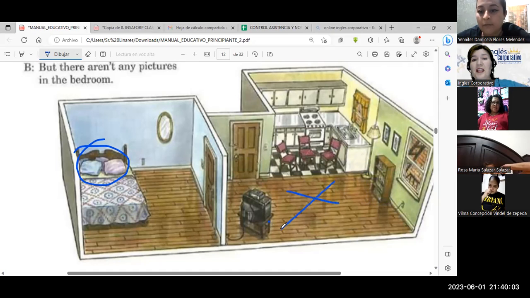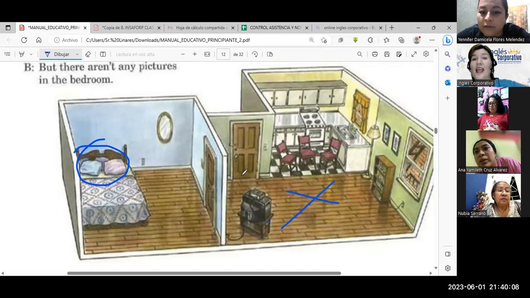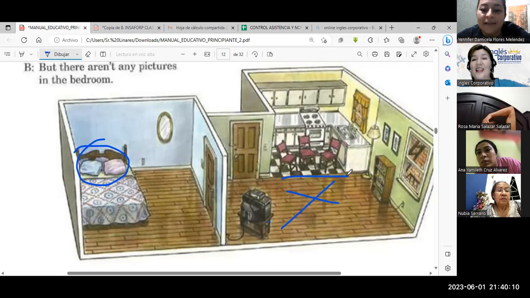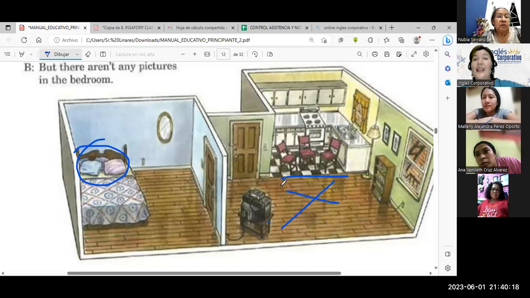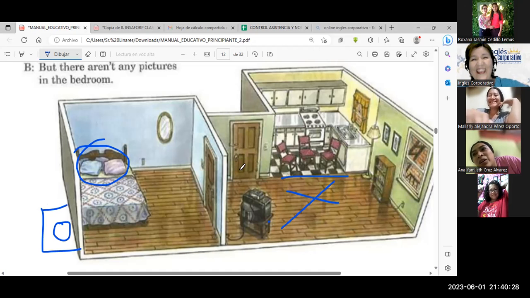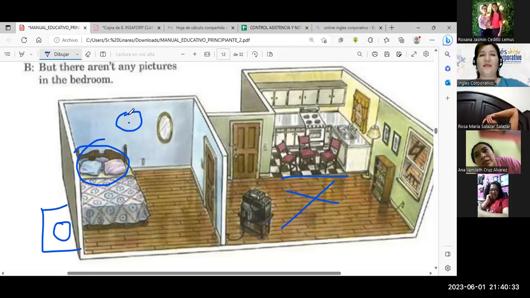There aren't sofas. Good. There isn't a table. There aren't rugs. Good. There isn't a toilet, right? There is a microwave. There isn't a clock, right? She doesn't have a clock. There is a lamp. Yes, we don't have a lamp here.